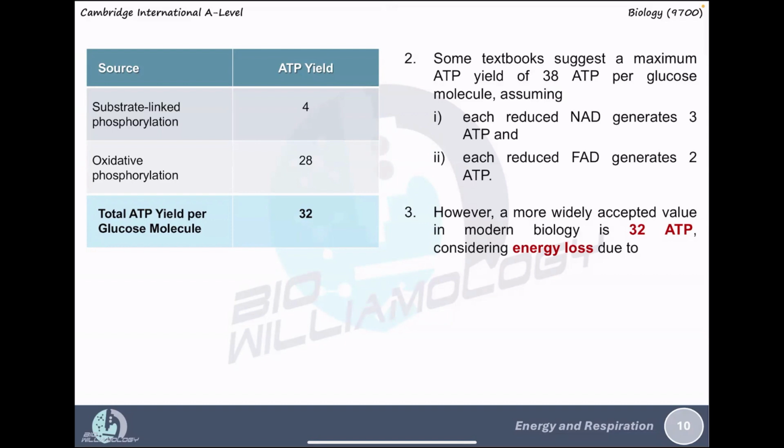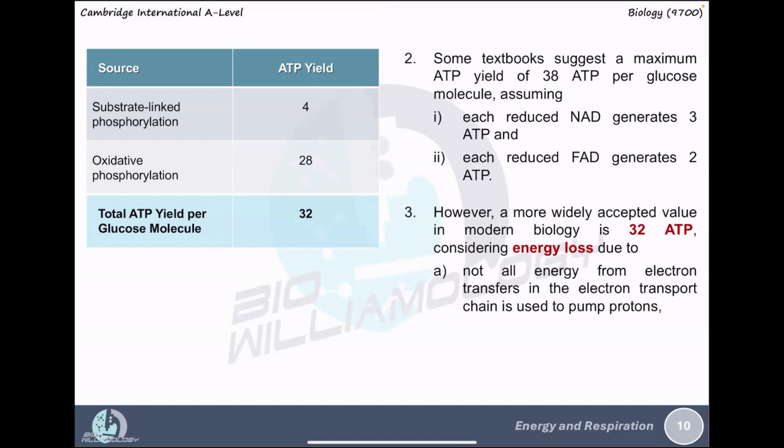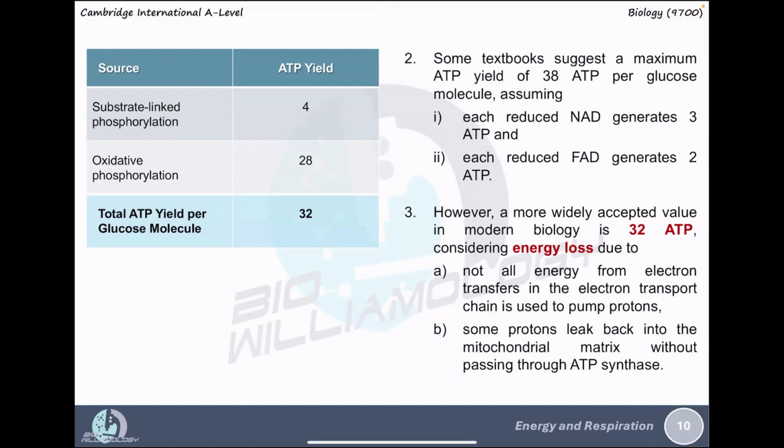Consider or assume that there's no energy loss, but it is impossible because energy loss always takes place, due to not all energy from electron transfer in the electron transport chain being used to pump protons. As we know, when electrons pass through these electron carriers, energy is released, but not 100% of the energy is used to pump protons. And some protons actually leak back into the mitochondrial matrix without passing through ATP synthase.